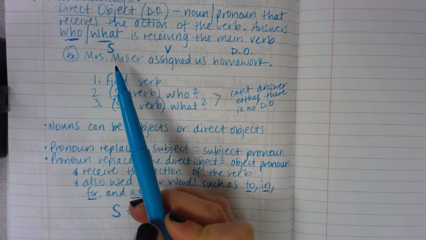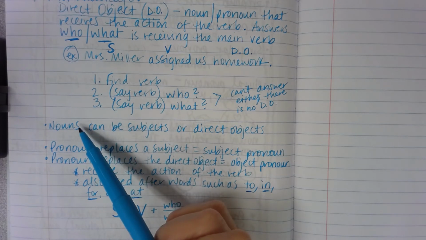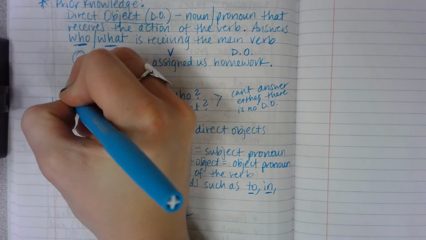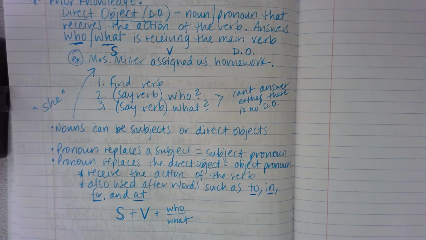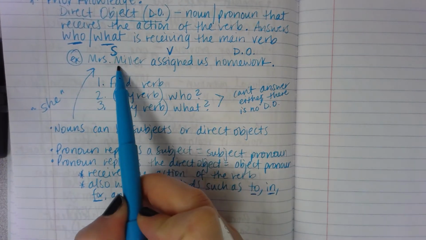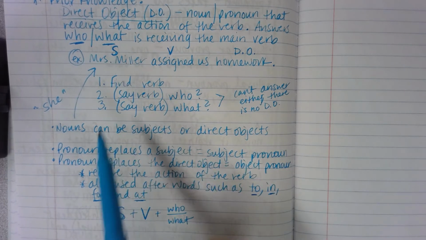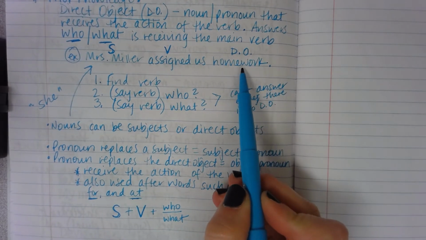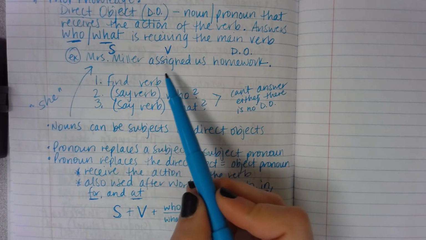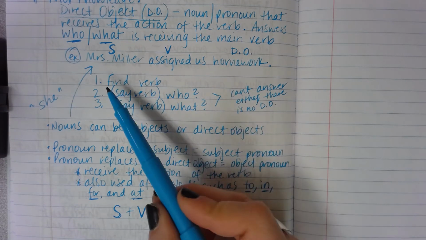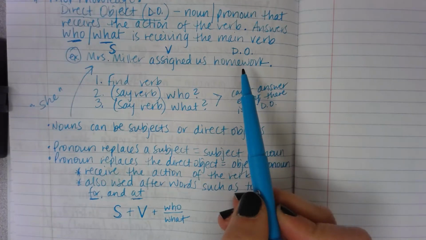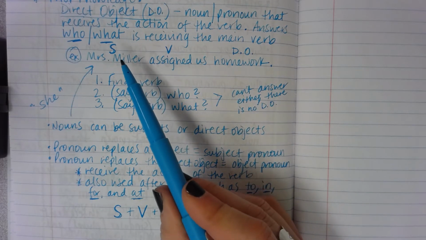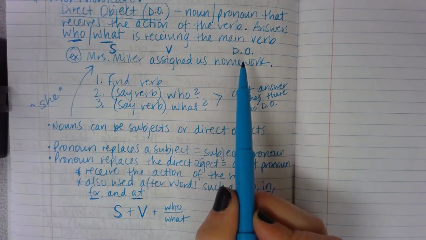If we replace Mrs. Miller with she, she would be our subject pronoun. Now, if we replace our direct object with a pronoun, she assigned us it. It would be our object pronoun. So it's whatever that pronoun is replacing, whether it's the subject of a sentence or the direct object. Subject plus verb plus who or what.